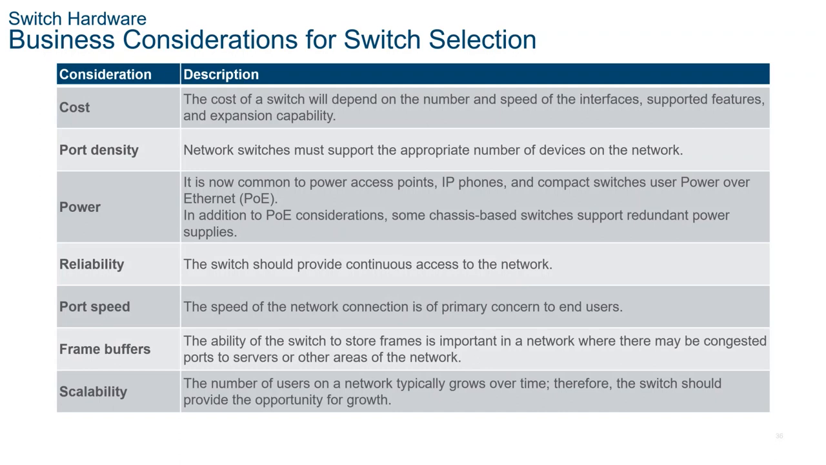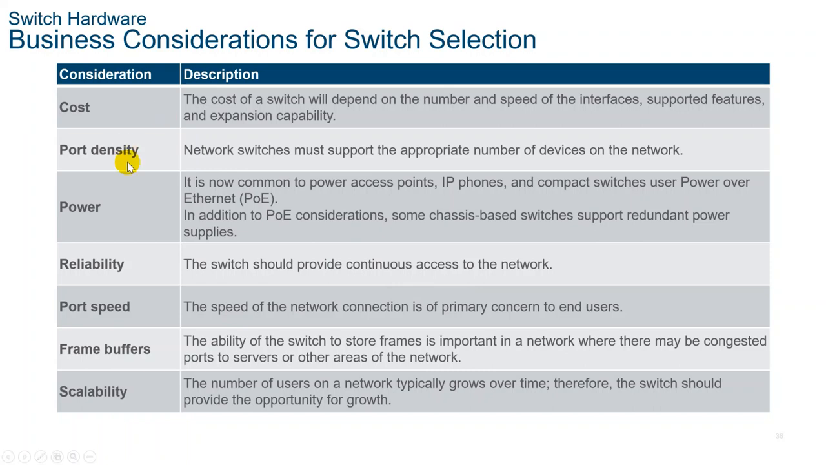Now, we have here the business considerations for switch selection. As a network administrator, what are the considerations that we should look at when purchasing a switch? The following list highlights the common business considerations when selecting switch equipment. Number one, of course, is the cost. The cost of the switch will depend on the number and speed of the interfaces, supported features, and expansion capability. So if you have the budget, go ahead. If you have a constraint, you have to wisely choose a replacement for it.